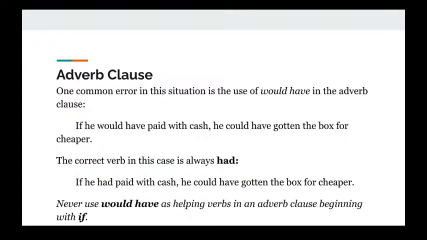So now for the adverb clause, one common error in this situation is the use of would have in the adverb clause. If he would have paid with cash, he could have gotten the box for cheaper. The correct verb in this case is always the word had. It would be if he had paid with cash, he could have gotten the box for cheaper. Never use the words would have as helping verbs in an adverb clause beginning with if, also known as an if clause.